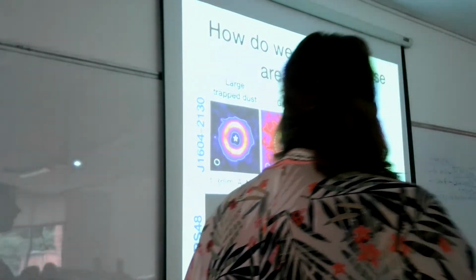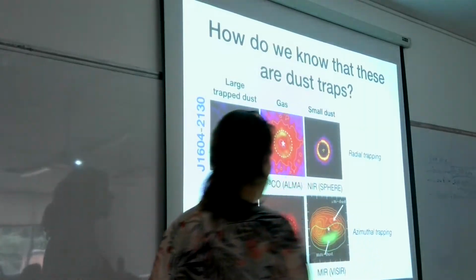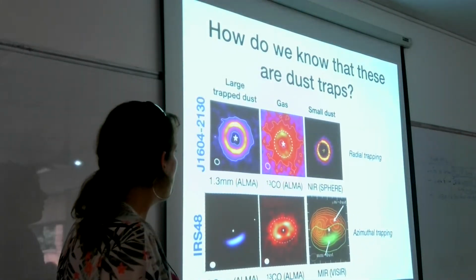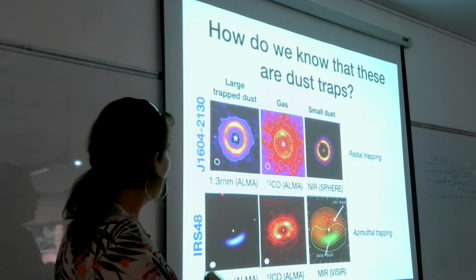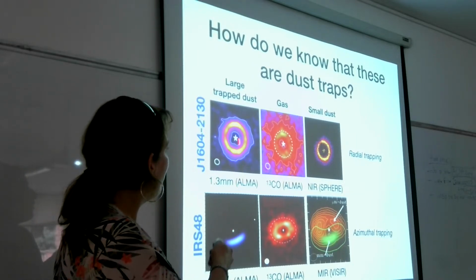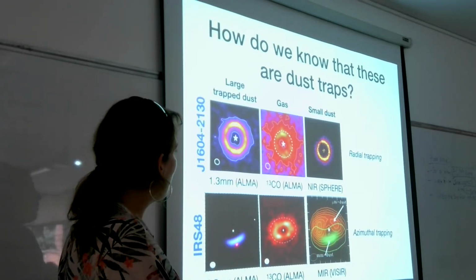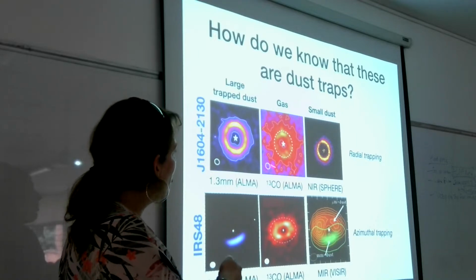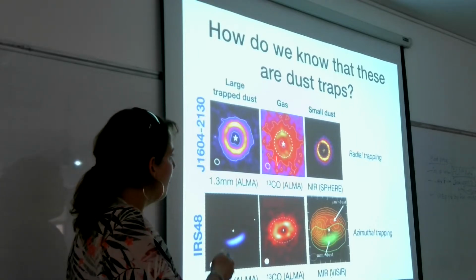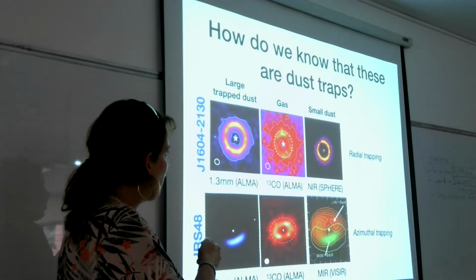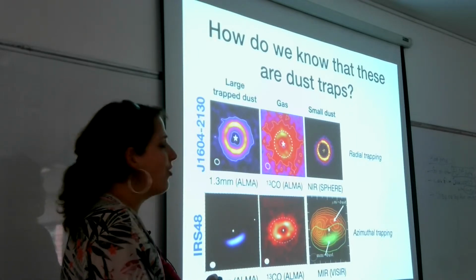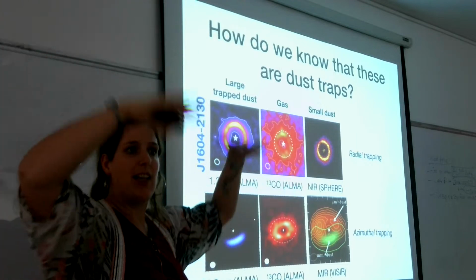So here are two examples of transition disks with radial trapping and azimuthal trapping. Now on the left we have the millimeter dust distribution. We have this narrow ring, this narrow asymmetry. We have the gas distribution from 13CO. So we also see a gap that is smaller than in the dust. That makes sense because the dust ring is at the very outer edge.